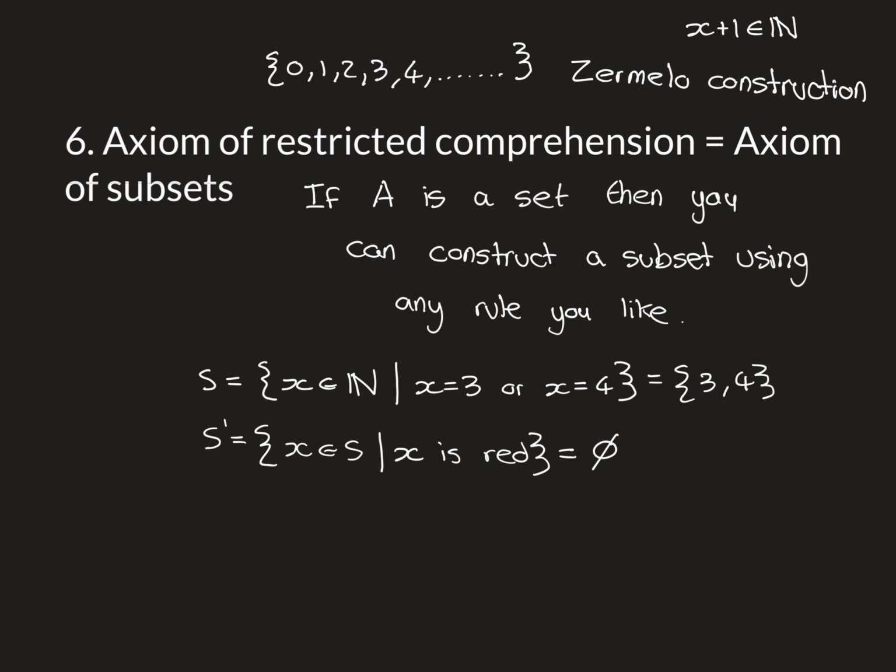We could do it again. So we could consider now S prime, which is going to be a subset of this set, S. So it's going to be the elements of x within S such that they obey this rule, and the rule this time is some nonsense that I came up with, that the element has to be red. And of course, neither of these elements are red, they're white here, so none of them obey that, so there's going to be no elements in this subset, so it's going to be equal to the empty set, and of course we know the empty set is already an allowed set within our theory, so it certainly hasn't broken any of the former axioms yet.